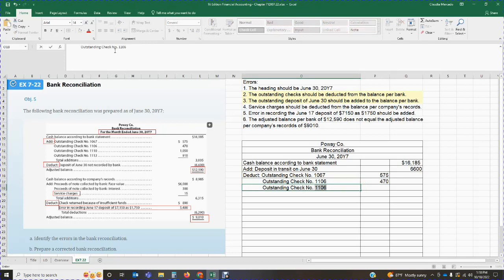Outstanding check number 1110, $1,050. Outstanding check number 1113, $910. Okay. So we have 4 outstanding checks that need to be deducted from our bank statement because those checks have not cleared the bank yet. So we need to reconcile and show as if they had cleared. So we had 4 outstanding checks. So now we can get our total deductions here.